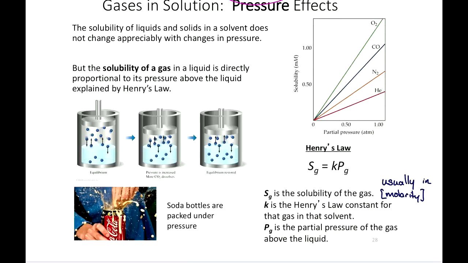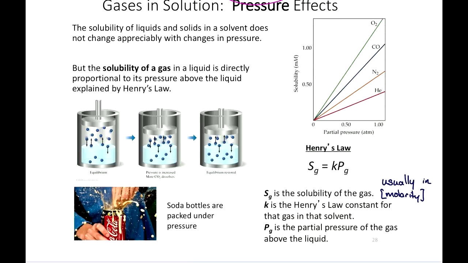So in a can, there's high pressure of CO2, so that's why it's all carbonated in the can. But once you bring it out to the atmosphere, now that's low pressure of CO2. Now that soda will slowly become flat over time because now you've reduced the partial pressure of CO2 in contact with that soda.